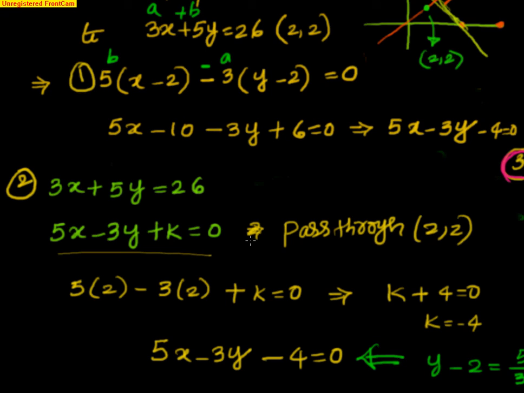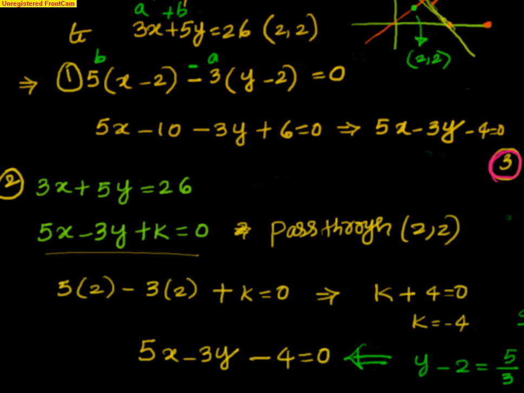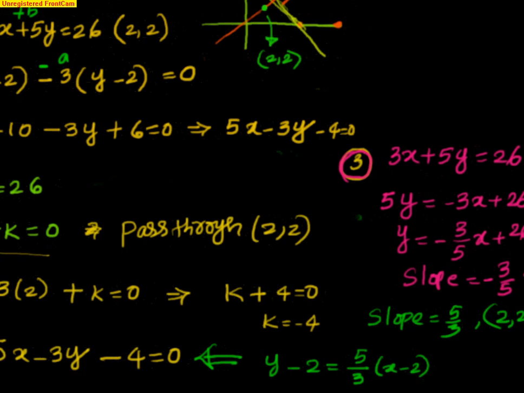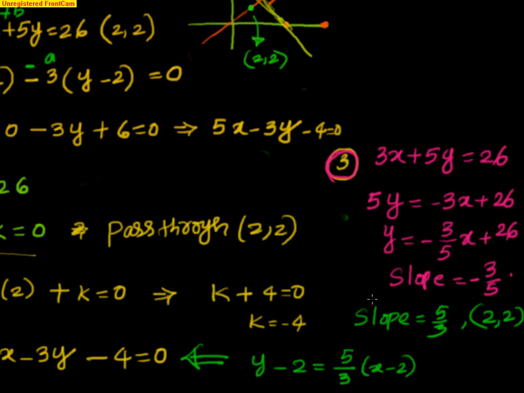But I know it passes through 2 comma 2. I have substituted the 2 comma 2 values, and once I substituted them, I got the equation. There is another way of doing it. You know 3x plus 5y equal to 26. Now simplify it in y equal to mx plus c form. You got the slope as minus 3 by 5. Now I know the slope of the line perpendicular to this should be 5 by 3, because if I multiply them I should get negative 1. I also know this passes through 2 comma 2. I have substituted in the point slope form, y minus y1 equal to m into x minus x1. All of this boils down to the same line. It's nothing but 5x minus 3y minus 4 equal to 0.